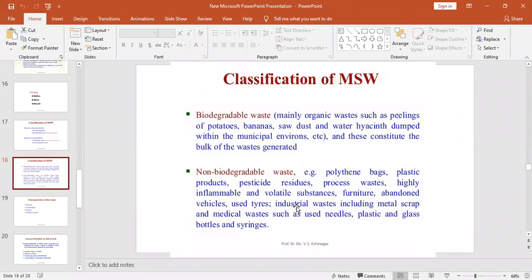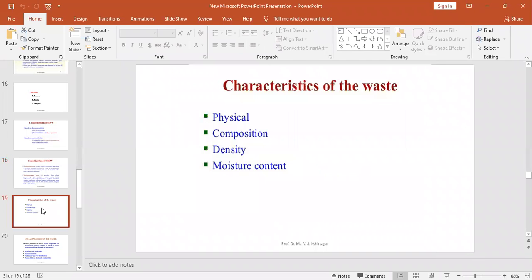But we are talking about municipal solid waste, so here we cannot take the example of agricultural waste. Food waste, vegetable waste, fruit waste, and meat waste will be considered under the biodegradable municipal solid waste. And what will be considered under the non-biodegradable municipal solid waste? It is furniture, vehicles, tires, industrial waste, scrap material, and biomedical waste, in that needles, plastic, glass bottles, syringes, etc. will be considered under the non-biodegradable type of municipal solid waste.